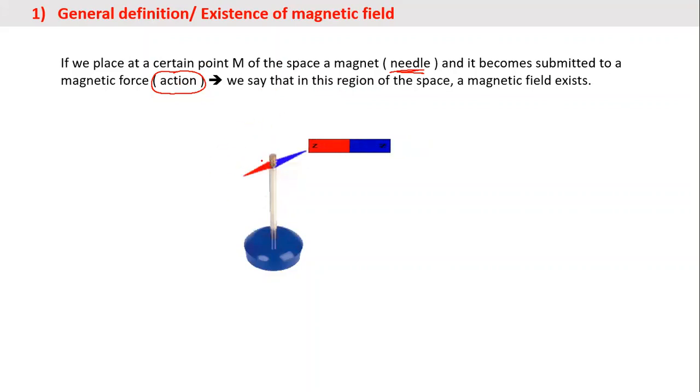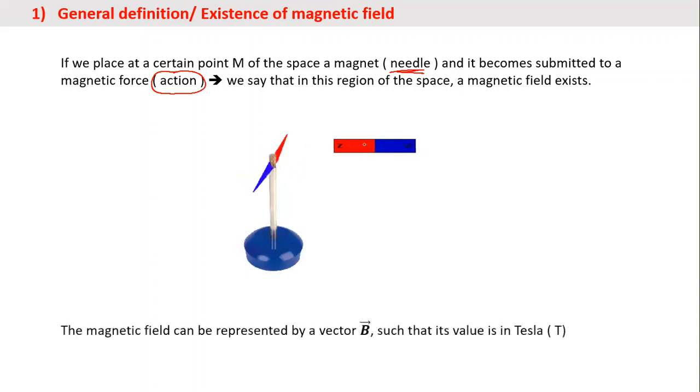Now, this magnetic field can be created by a magnet, by the earth, or by any other influence. But here, for example, the magnetic field is created by a magnet. Now, the magnetic field is represented by a vector. When I say a vector, this means it has a point of application, a line of action, a direction, and a value. The value of this magnetic field is in Tesla. The unit is Tesla.